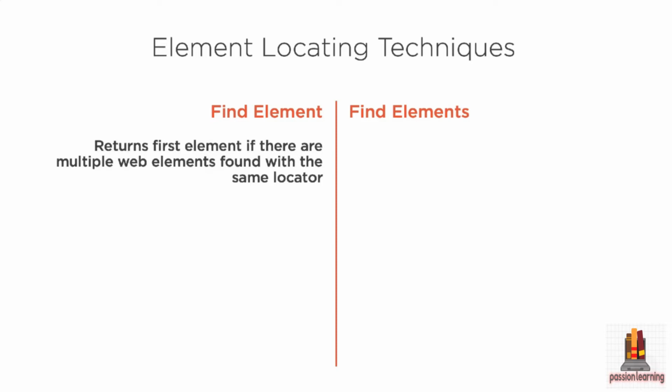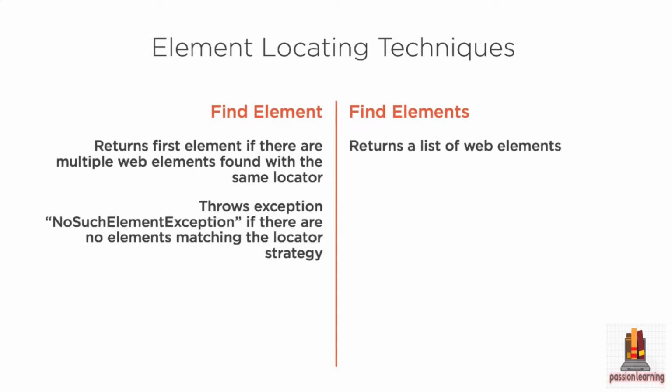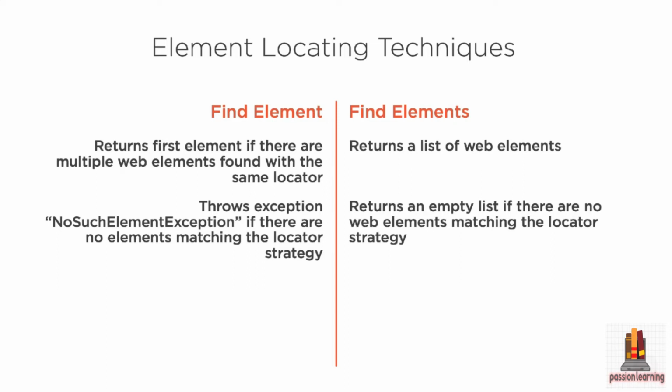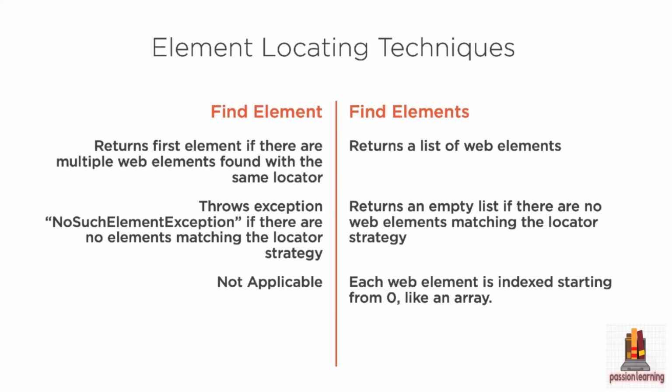Find element returns the first element if there are multiple web elements found with the same locator. Find elements returns a list of web elements. Find element throws no such element exception if there are no elements matching the locator strategy. Find elements returns an empty list if there are no web elements matching the locator strategy. In find elements, each web element is indexed starting from 0 like an array, which is obviously not applicable in find element since it returns a single element.